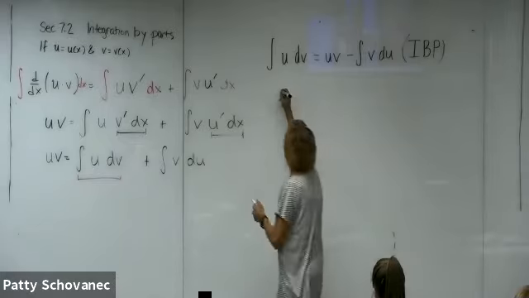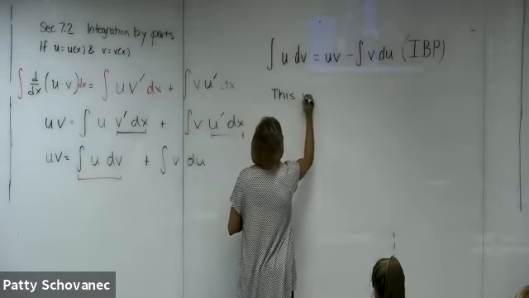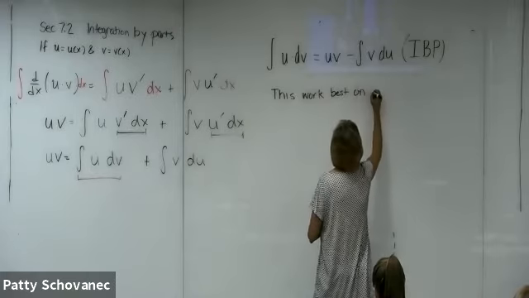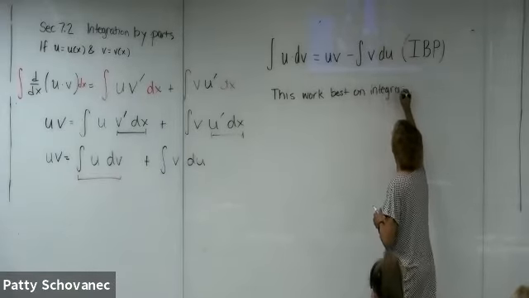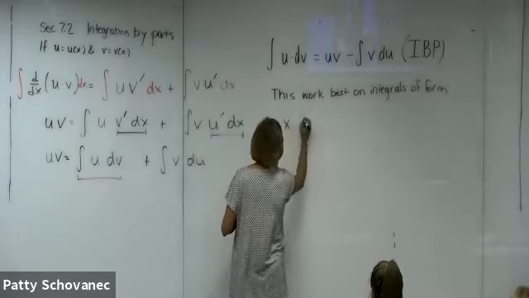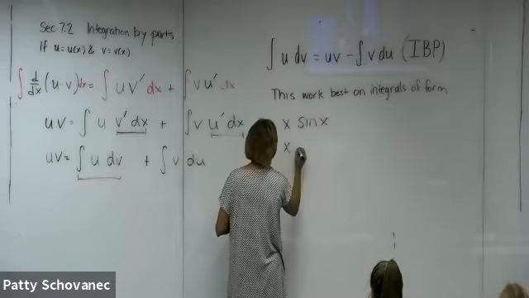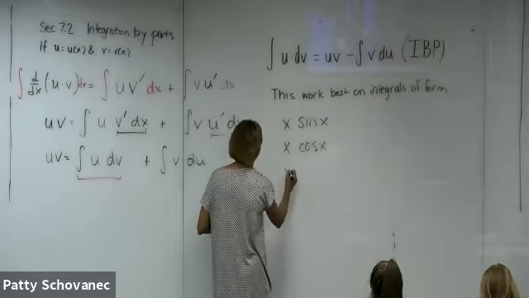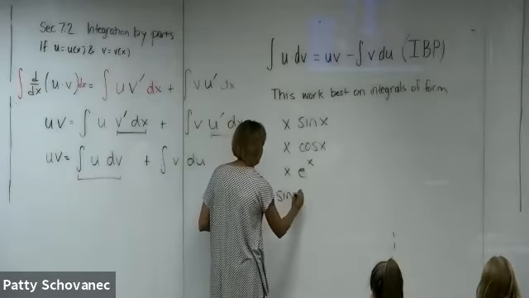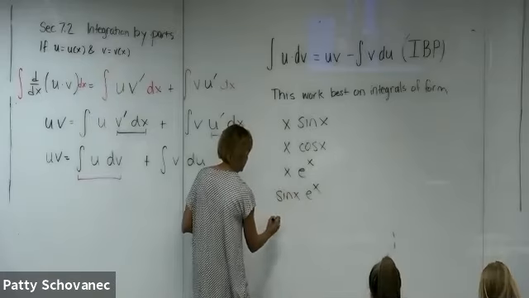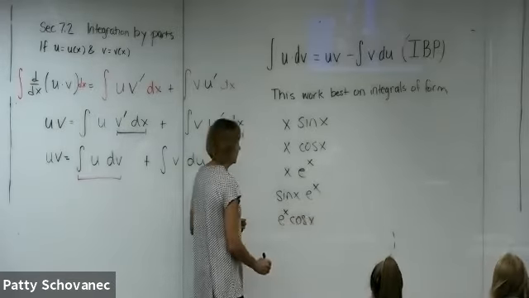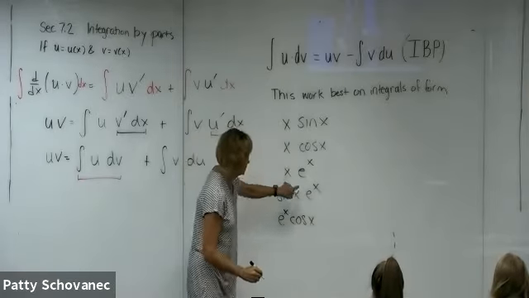So this works best on integrals of the form x times the sine of x, x times the cosine of x, x times e to the x. We'll use it on trig functions times e to the x. Maybe I should have written that the other way, it would be e to the x sine of x. Products of two functions like that.